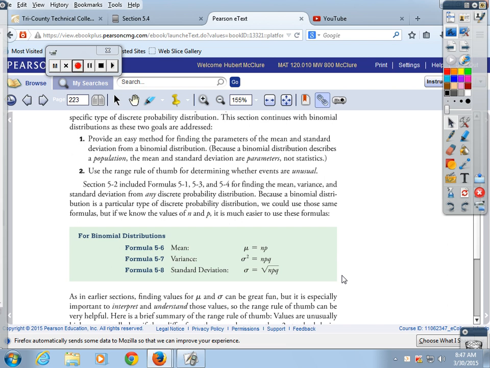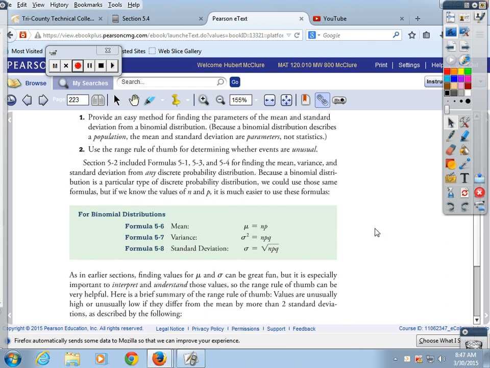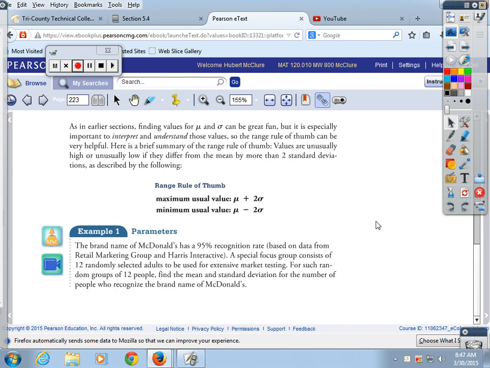So N and P is all you got to find in the equation, and then plug and chug.